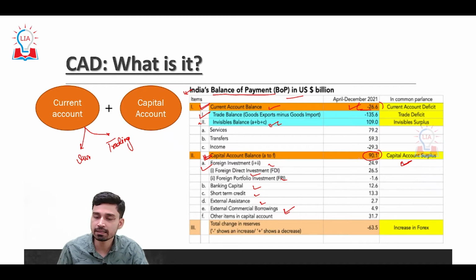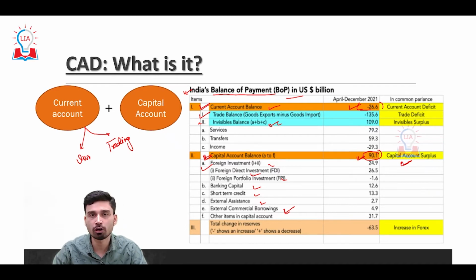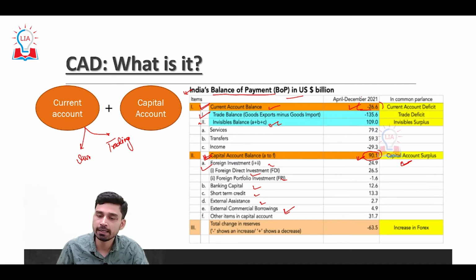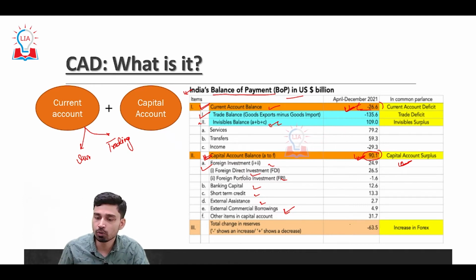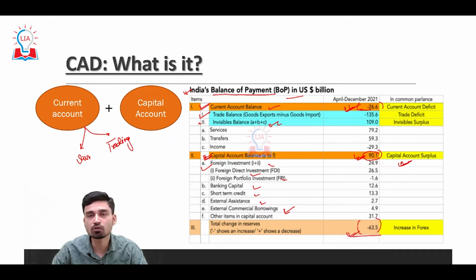That means India is running a surplus of $90.1 billion. So in short, India has a deficit in the current account of $26.6 billion, while India has a surplus on its capital account of almost $90 billion. So if we try to reach the final figure, currently India has an excess of $63.5 billion in its economy.